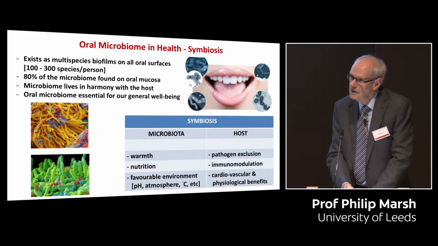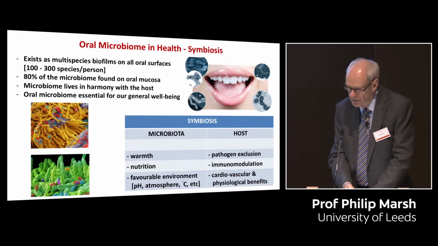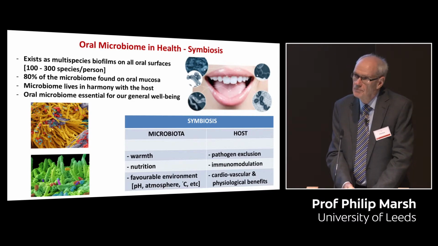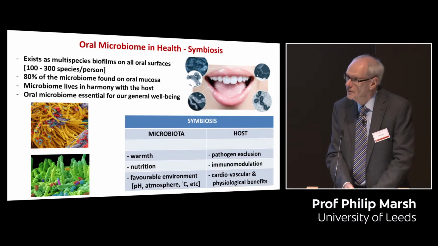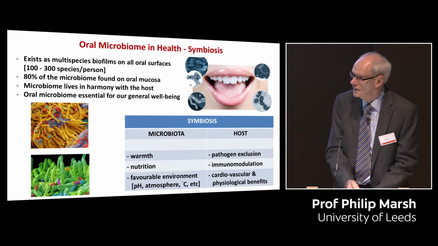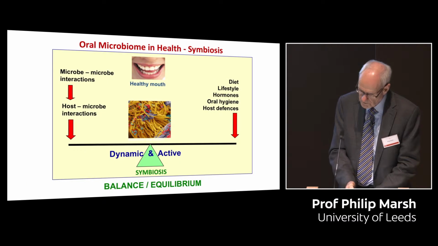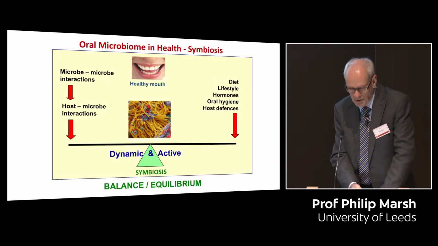And in return, they help exclude the sort of microbial pathogens we come into contact with on a regular basis, termed pathogen exclusion. They also modulate the host defences so that, in general, we don't overreact to the presence of these beneficial microbes on our surfaces. They're also important in the regulation of cardiovascular and other physiological activities. So therefore, in health, we have this symbiotic relationship.